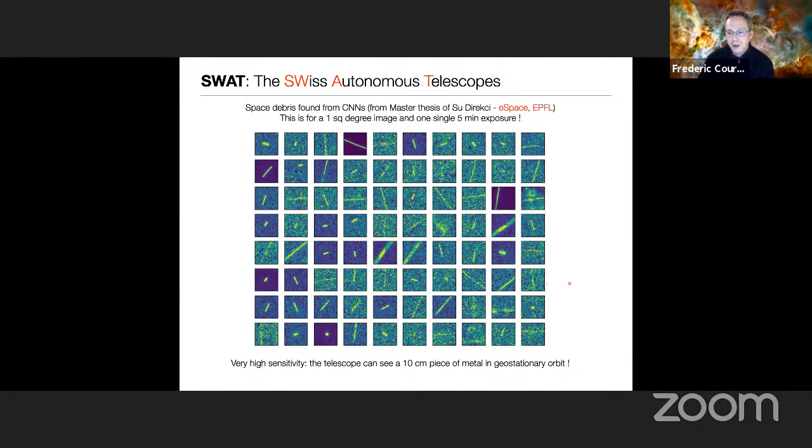So the idea is really to use the telescope, to use SWATs, to do both science and space debris tracking. Of course, the space debris tracking will be more efficient at twilight and at dawn because of the solar reflection. So you don't even need to use the science time of the telescopes to do this project.